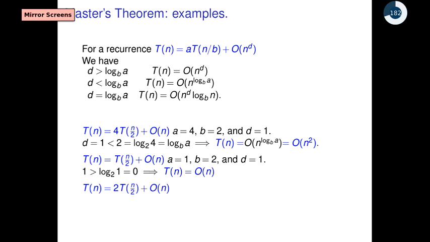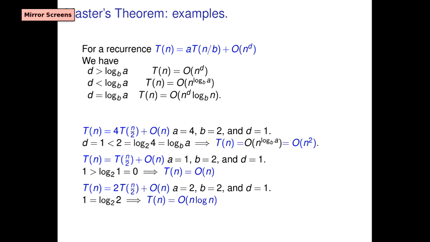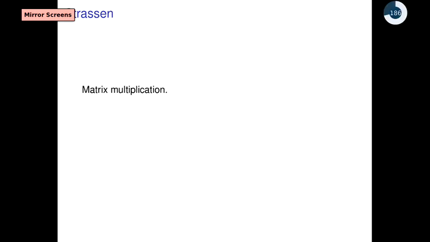This one, what is A? It has to be 2, right? Both of them are 2, and D is 1. So I just illustrated all the cases. Okay, so now let's go on to another divide and conquer algorithm.